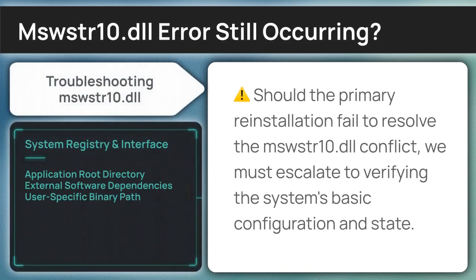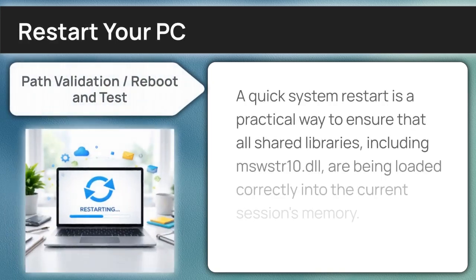refresh the system's memory. Performing a restart can determine if the error is just a transient environment glitch. A reboot refreshes your system's path variables and can sometimes re-establish a broken link to the mswstr10 file.